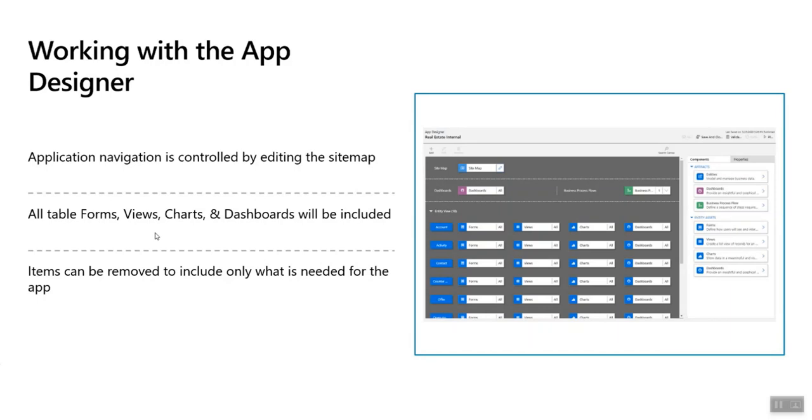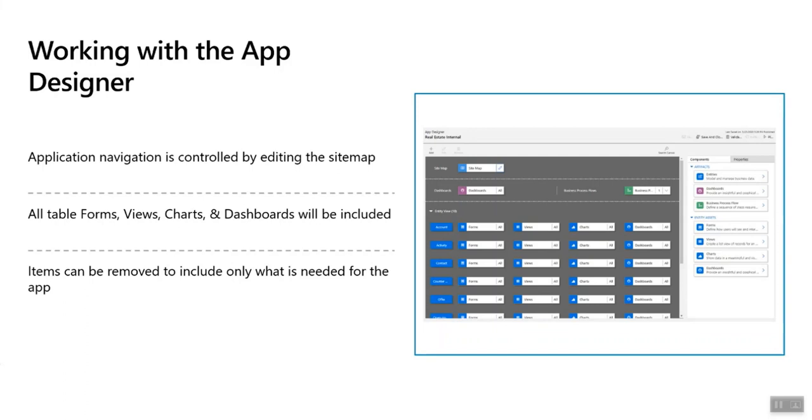So this is the app designer, or the sitemap designer, that we have been working on. The entire application navigation in your model-driven app is driven by this sitemap. So when you start editing this sitemap, you define all the tables, or entities, that you are going to work with as part of your model-driven app.